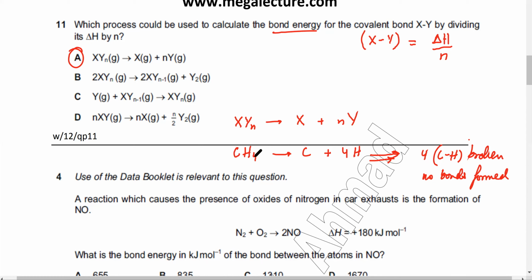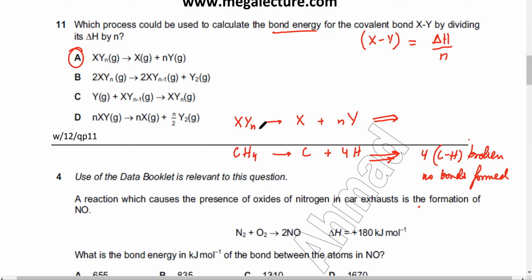Now compare this reaction with this XY reaction. These two are exactly the same. So it's very obvious that XY were bonded together first. They're exactly identical. You can substitute N with 4, and you get the same reaction. It's going to be 4Y over here.